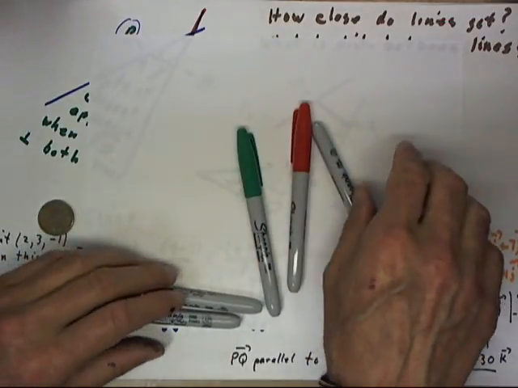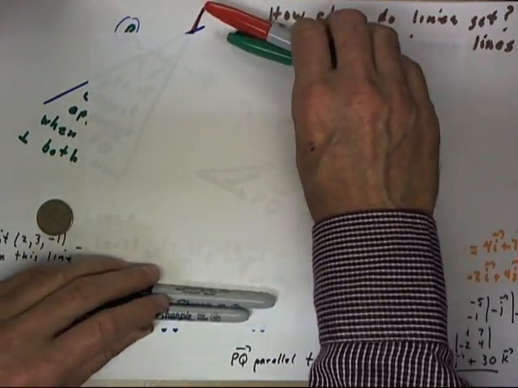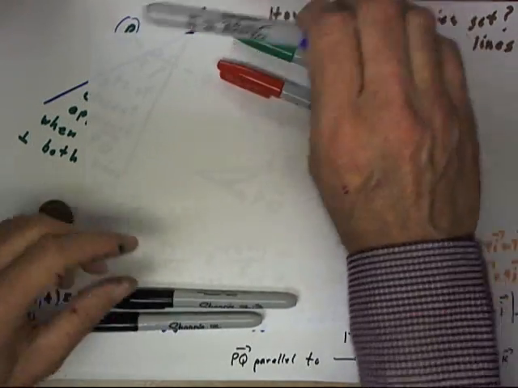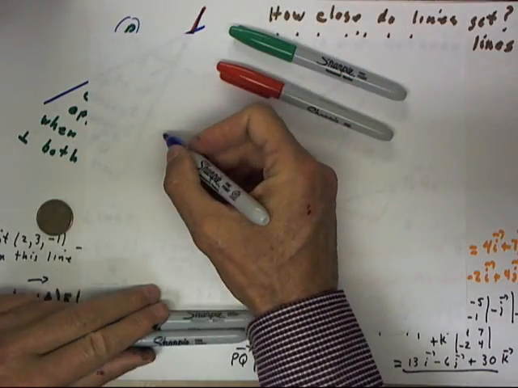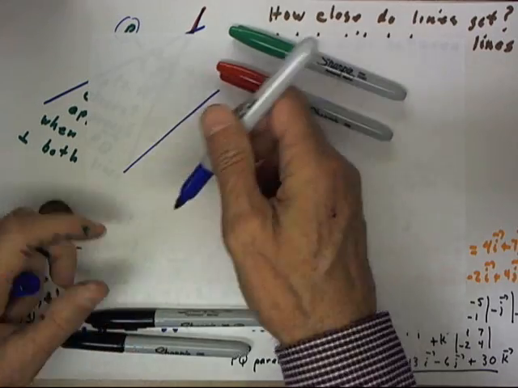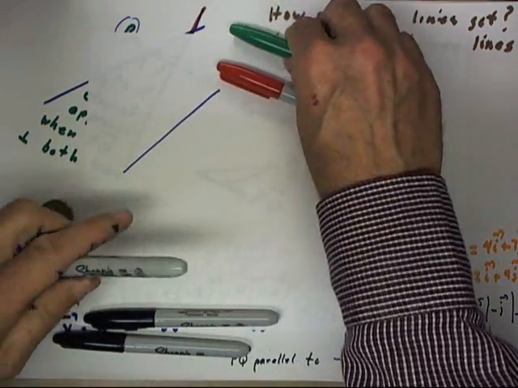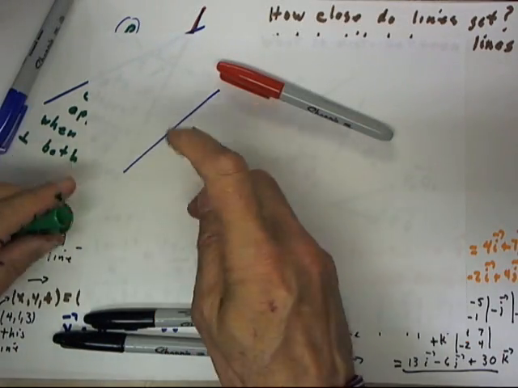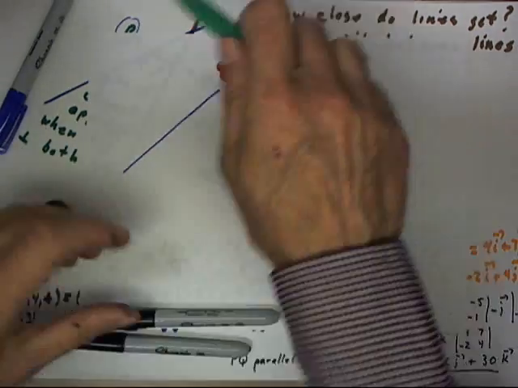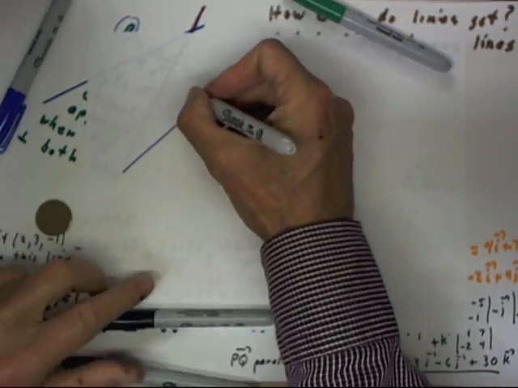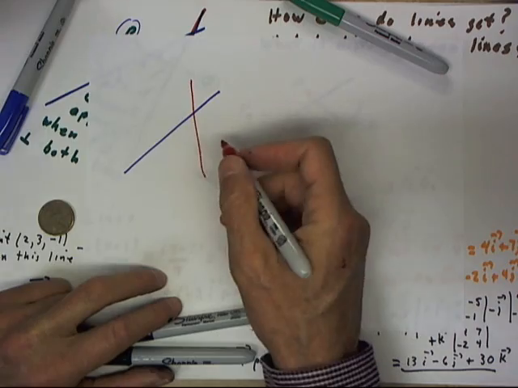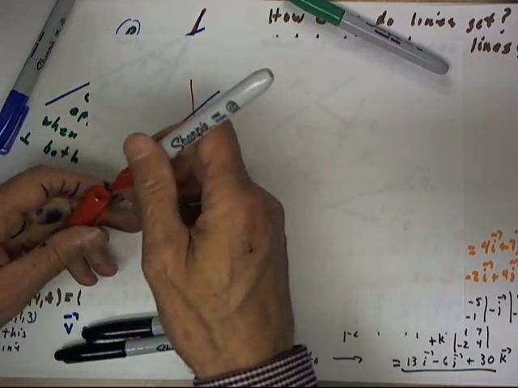Okay, what's our situation now? Well, we have our blue line. We have our red line. Let's use the red marker to indicate that. And we're still in focus. That's good.